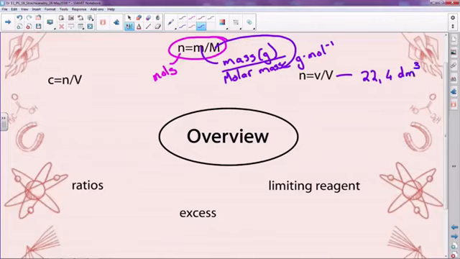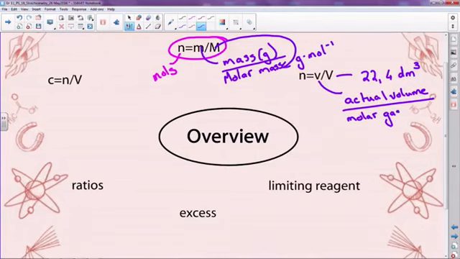That is known as molar gas volume. So you've got your actual volume, which is the little v, and at the bottom we've got our molar gas volume, which is a constant value, 22.4. So that's two different ways of calculating moles. One, if you've got the mass of something in grams. The other is if you're working with gases, where we can use molar gas volume.